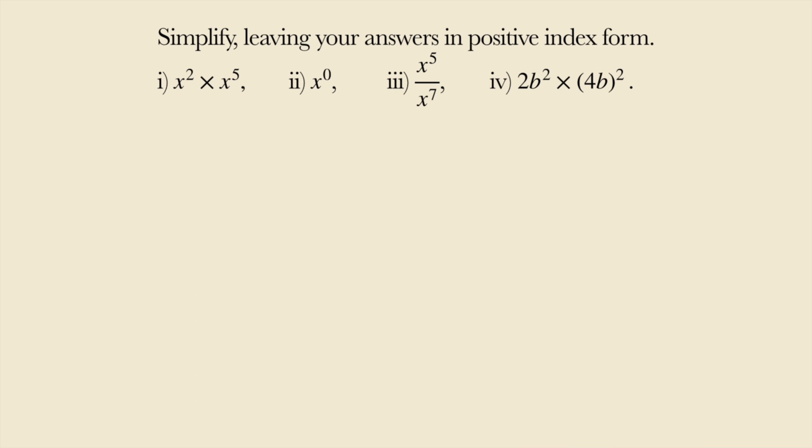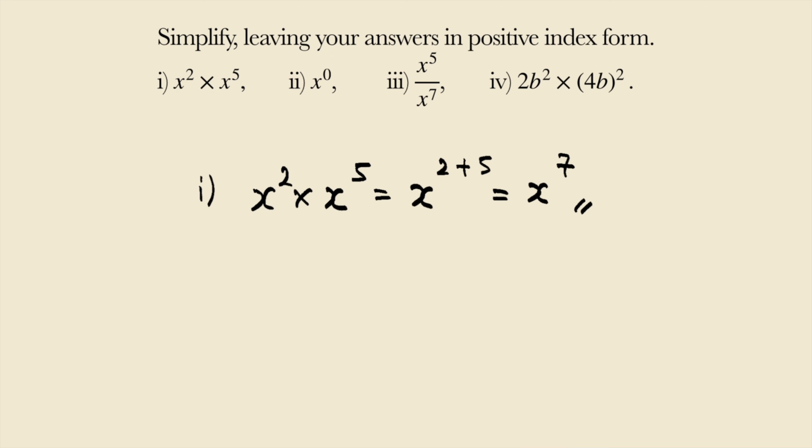So the first question goes like this: x squared times x to the power of 5. First, we notice that the bases are the same, both are x's. And because we are multiplying these two, we can actually add the indices. So we can express it as 2 plus 5 for the power, and x to the power of 7 is the answer.